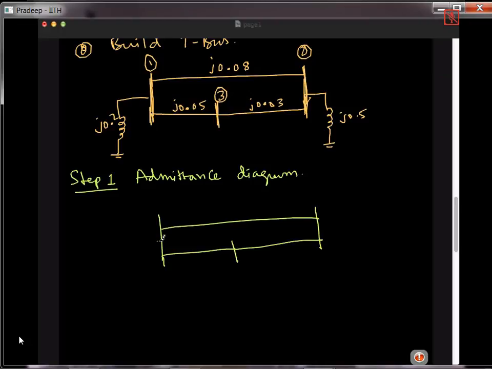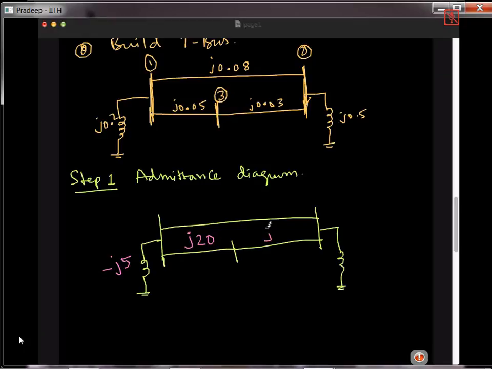But here you will show all the admittance values. So let's begin here. So J0.2. So 1 by J0.2 is minus J5, because the reciprocal of 1 divided by 0.2 will be minus J5. And what is the reciprocal of this one? Minus J0.05. So that will be J20.